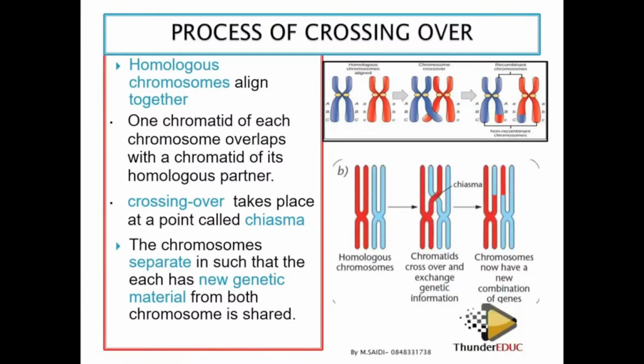And then sometimes we can bring it in the exam like this. Homologous chromosomes, when they cross from the top, it means that you have to draw it on top. Don't draw it down.